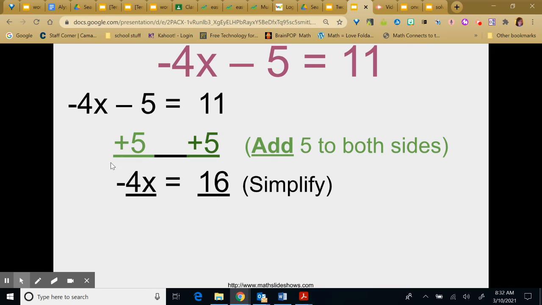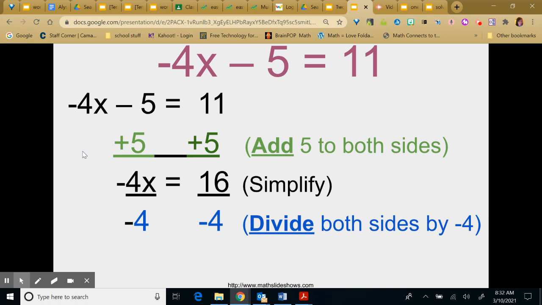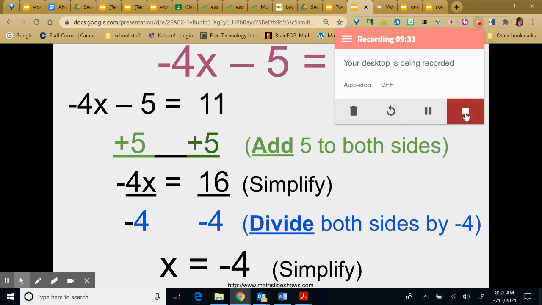And now what are we going to do next? The x is multiplying by negative 4. We're going to divide both sides by negative 4. And we get x is negative 4. Okay. Alrighty, so I hope that's helpful. I bet you can do a few of these on your own now, so I will leave you some practice.